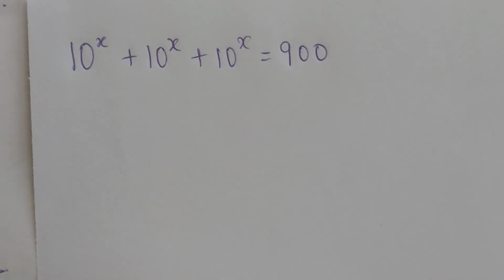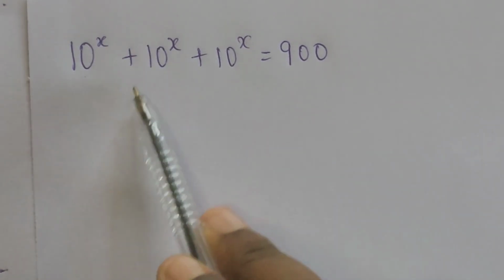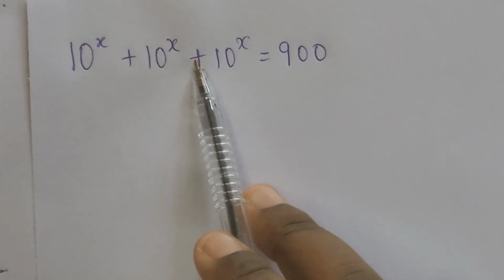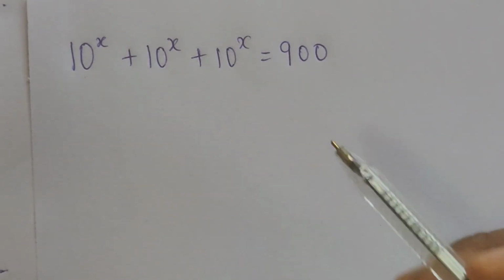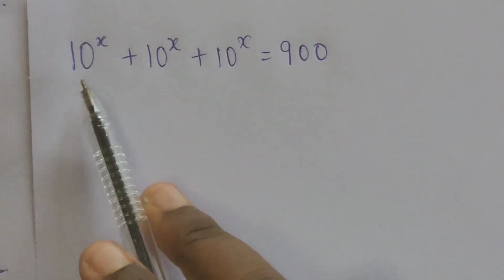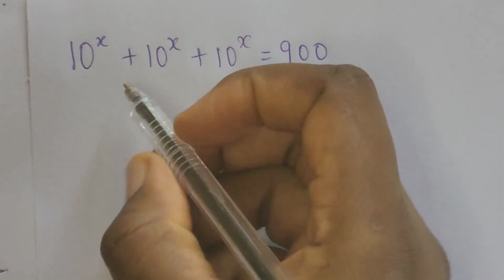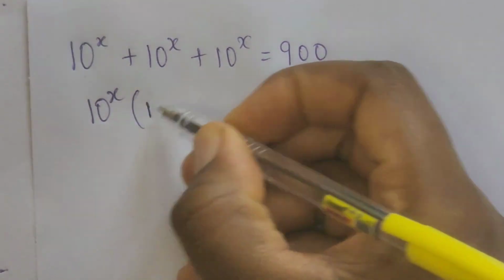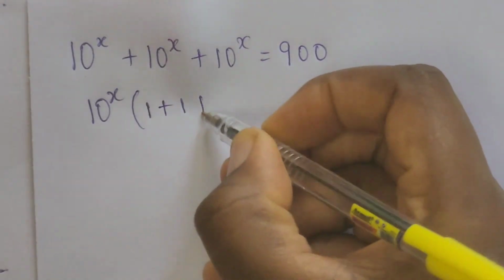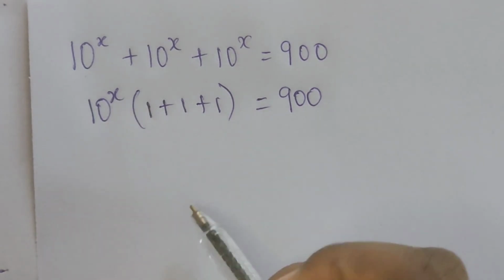So today we want to resolve this math problem. We have 10 to the power of x plus 10 to the power of x plus 10 to the power of x equal to 900. So for us to start, we are going to factor out 10 to the power of x. So we have 1 left plus 1 plus 1 equal to 900.